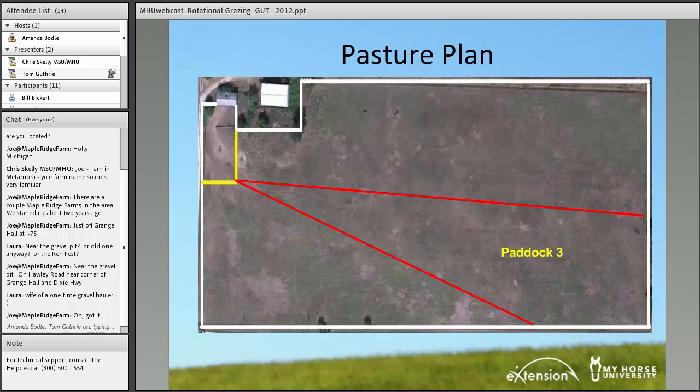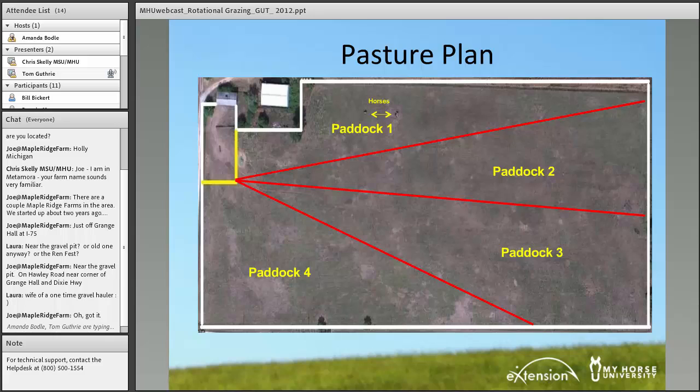Okay, this would be paddock number 3. This would be paddock number 4. And so when we put all of this together, as I stated before, this illustration represents just one of many different ways that this pasture could be subdivided into different types of paddocks. There are several ways, when you think about this logistically, that you could approach this.